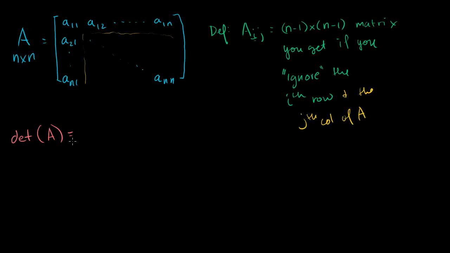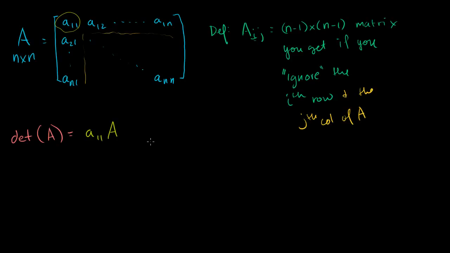I'll talk about that in a second. It's equal to, we start with a plus. It's equal to A11 times the submatrix if you remove this guy's row and column. So that by definition is just big capital A11's determinant. So that's exactly what we did.